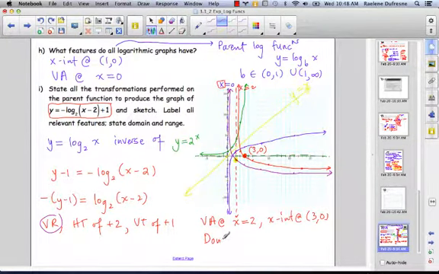We have a domain, the set of x values that are acceptable. Well, powers must be positive, so x minus 2 must be greater than 0, which says that the domain is x greater than 2. And the range is the set of exponent values. There is no restriction on exponents, so the range is all reals.